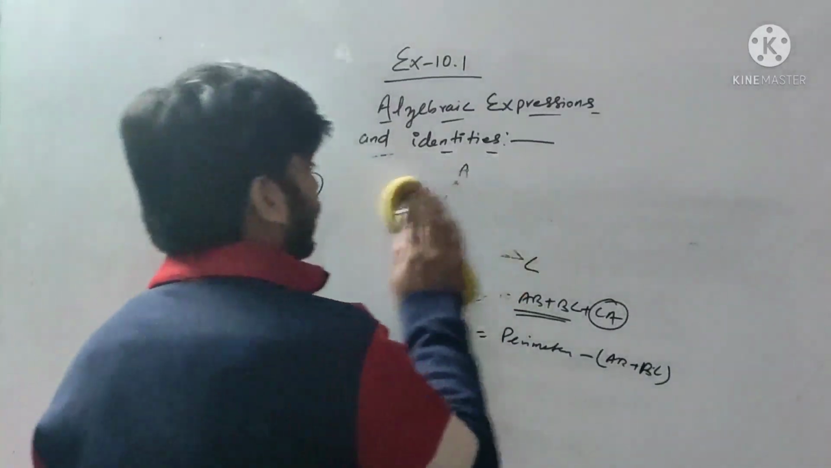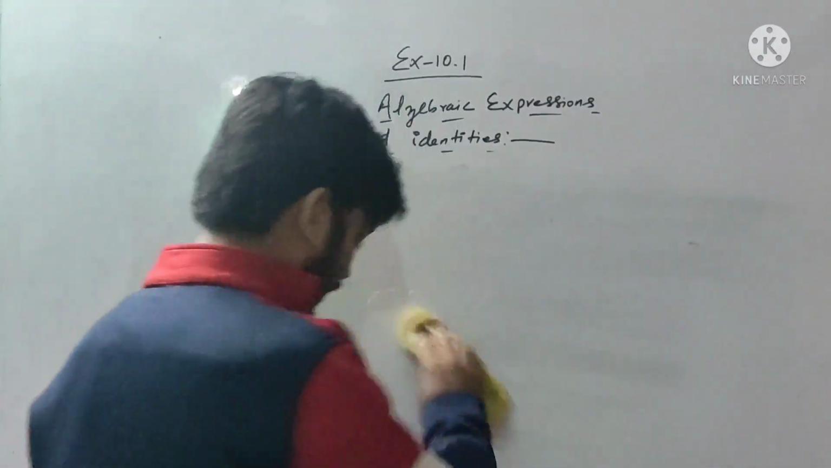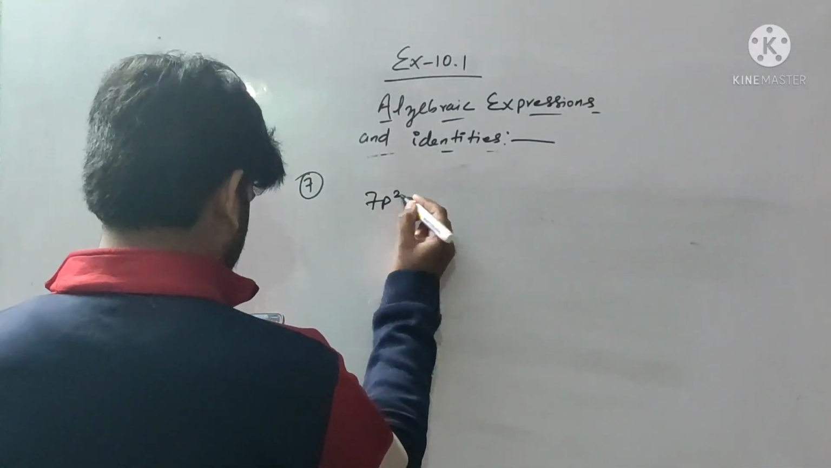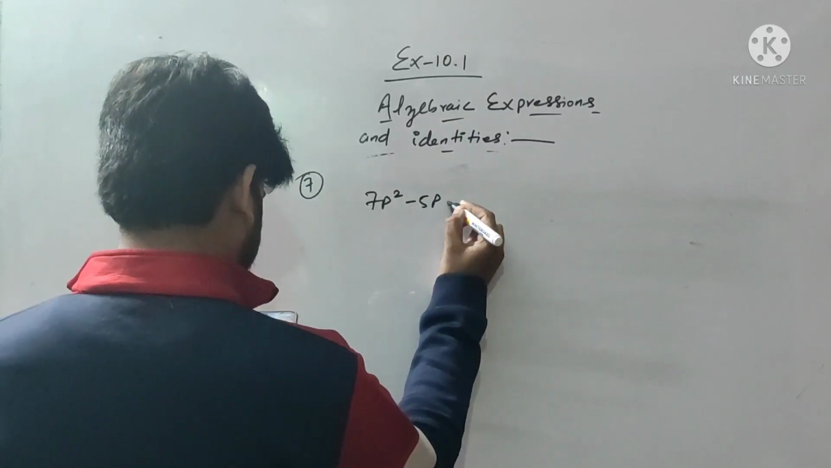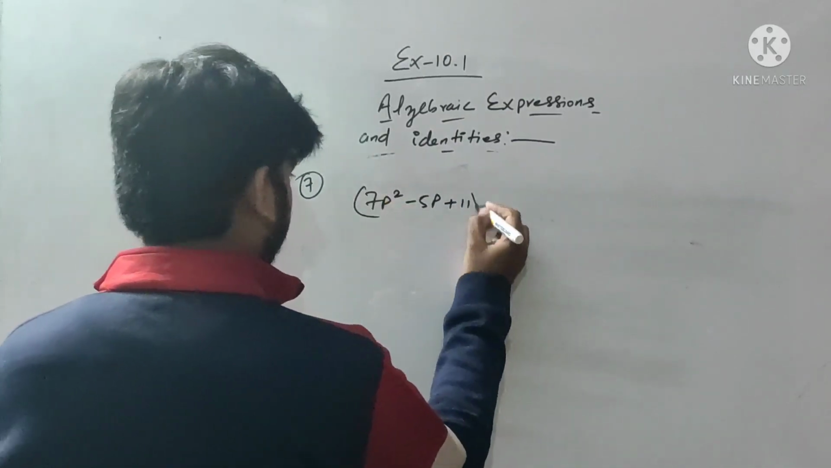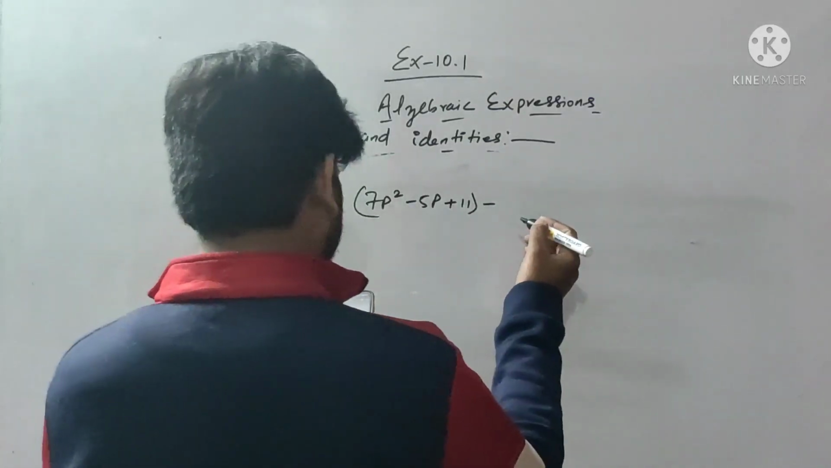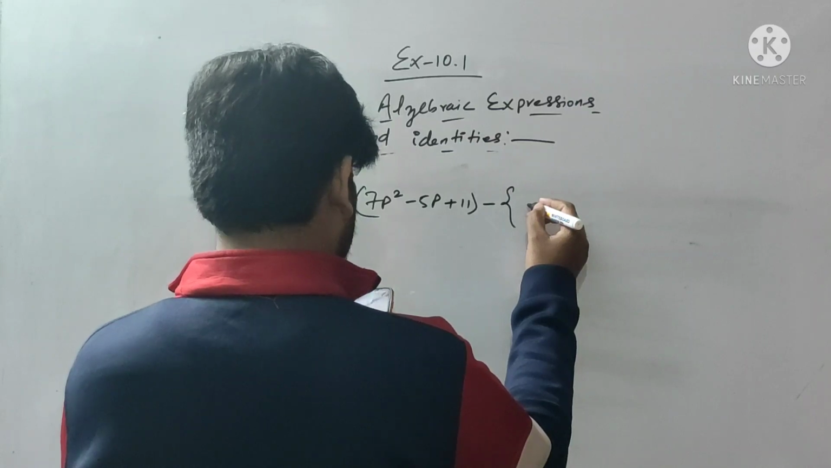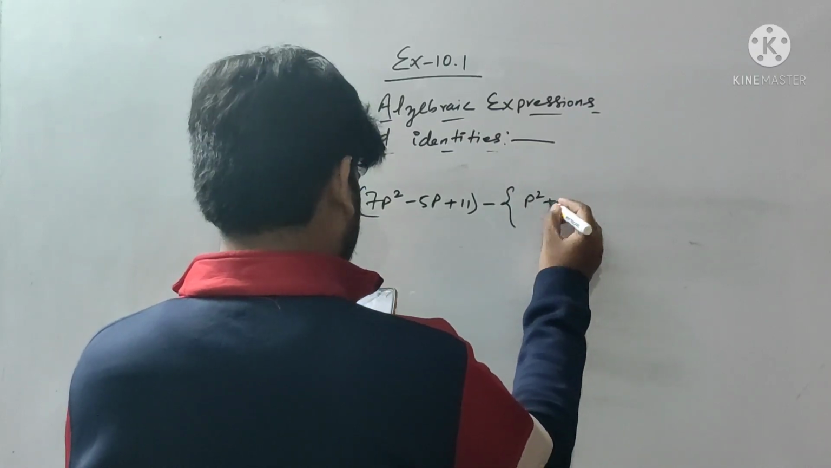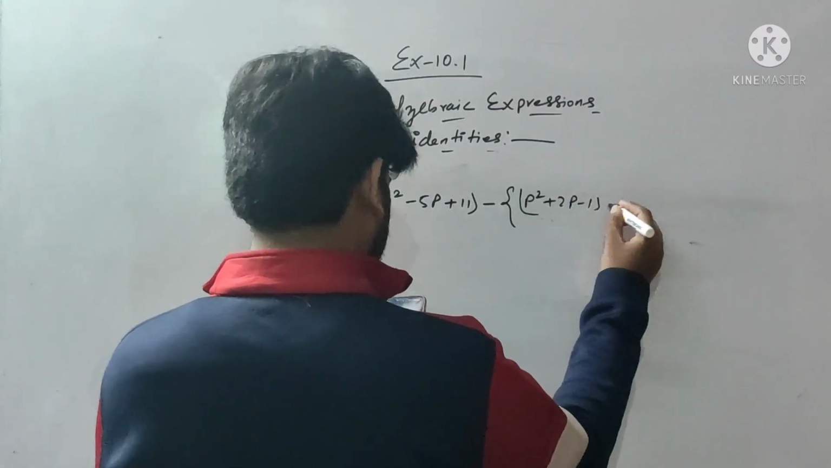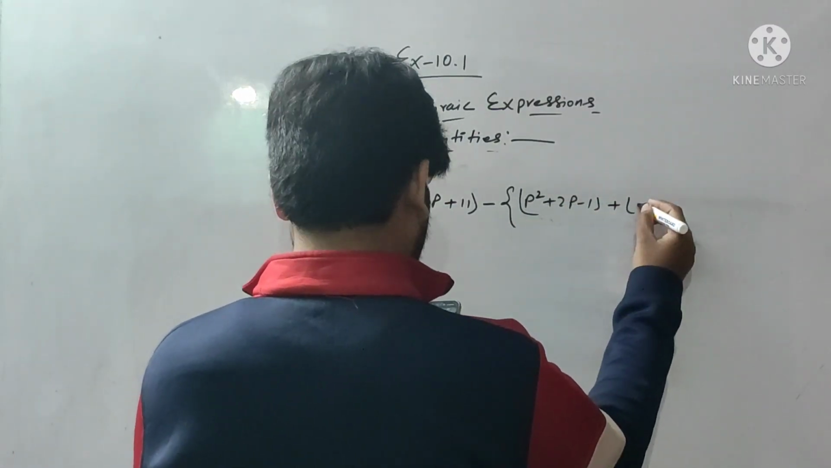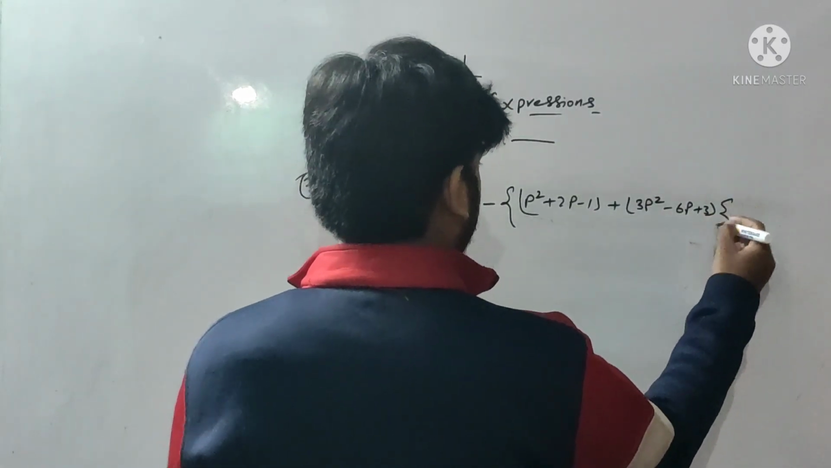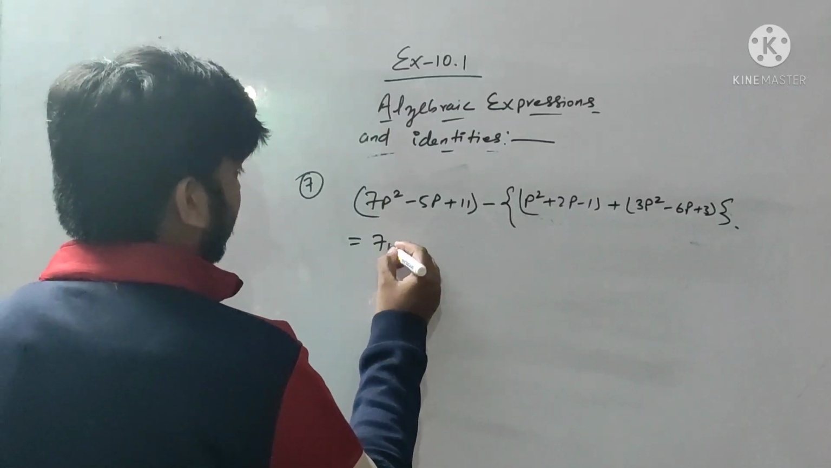Okay. So here the perimeter is given by 7p square minus 5p plus 11, and we need to find out the third side. So directly, the third side, here we will do p square plus 2p minus 1 plus 3p square minus 6p plus 3. Okay. So now we do the simplification.